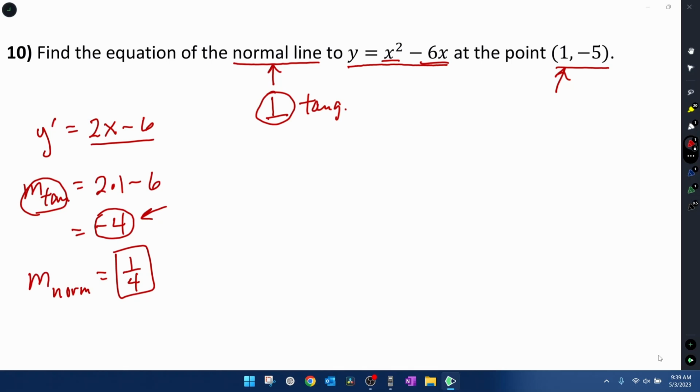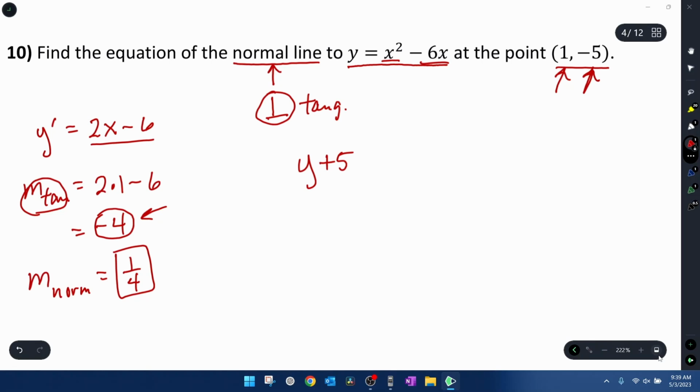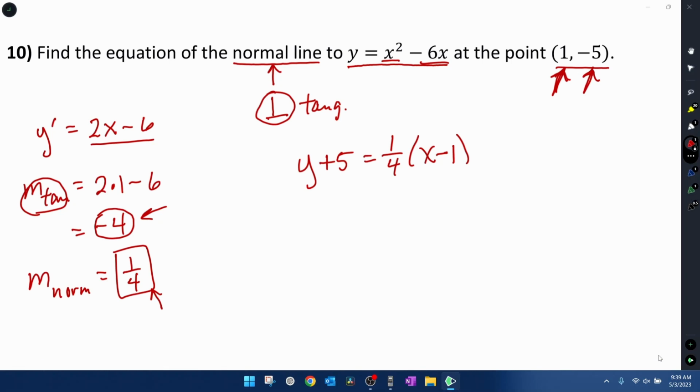And then we simply go to the point slope form. Y minus y1, minus a negative makes it a plus, equals m, the slope of the normal, times x minus x1, and we're done, if you want the answer in point slope form.